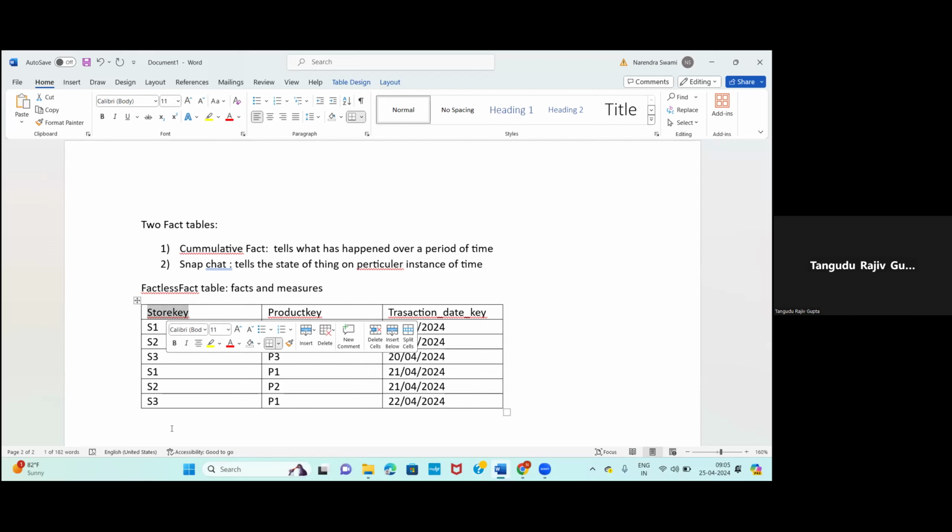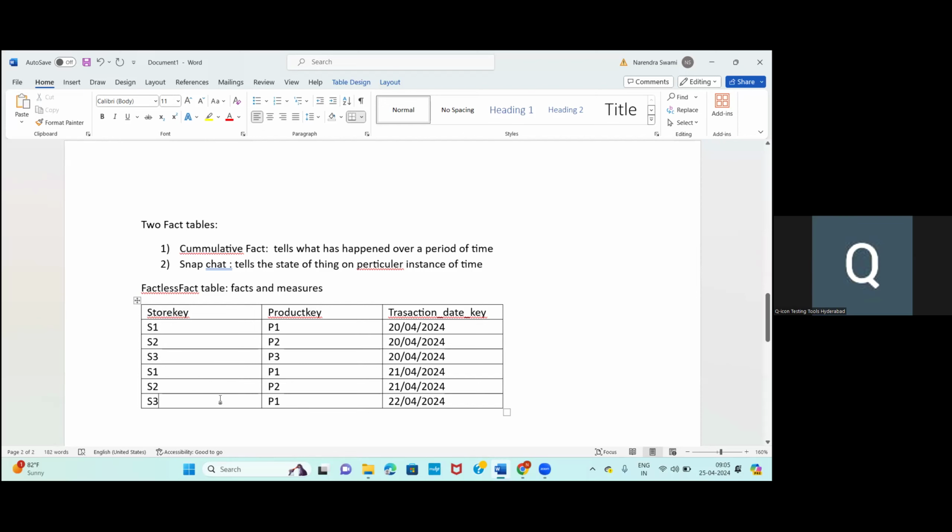Clear? This is what a factless fact table is. Okay, so till now we have been talking about keys, right? Keys, that is known as a surrogate key.